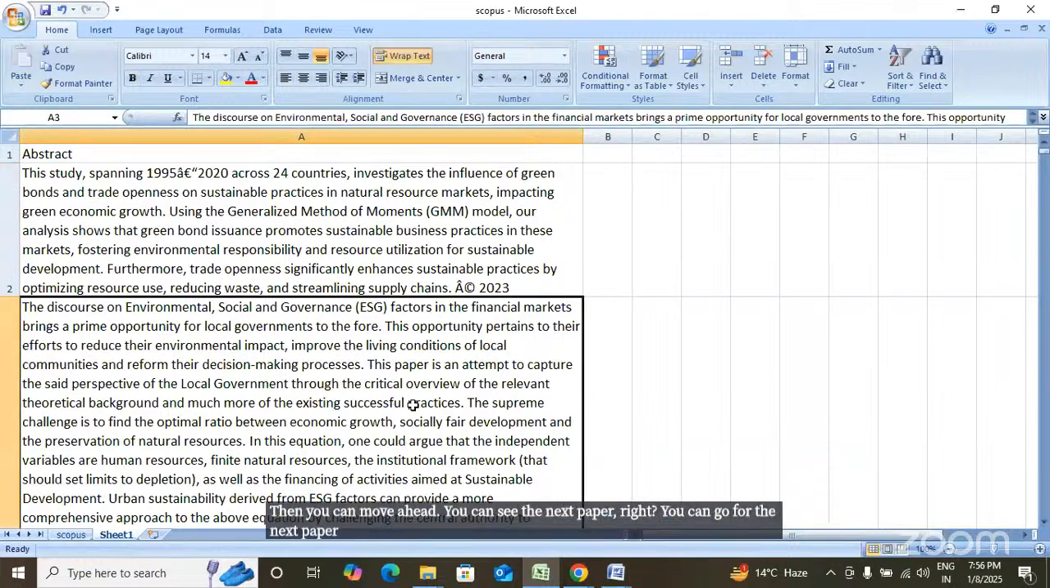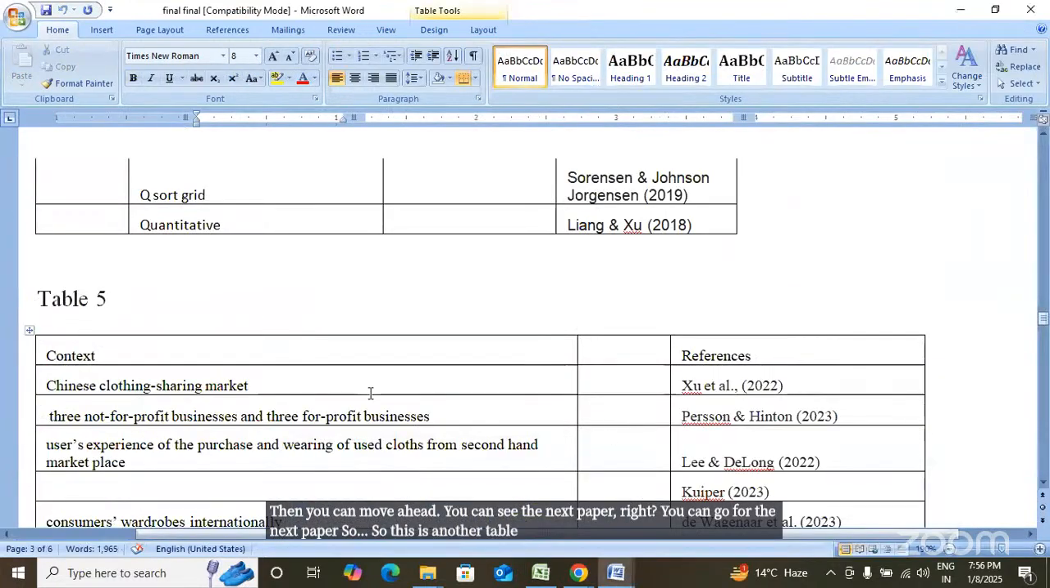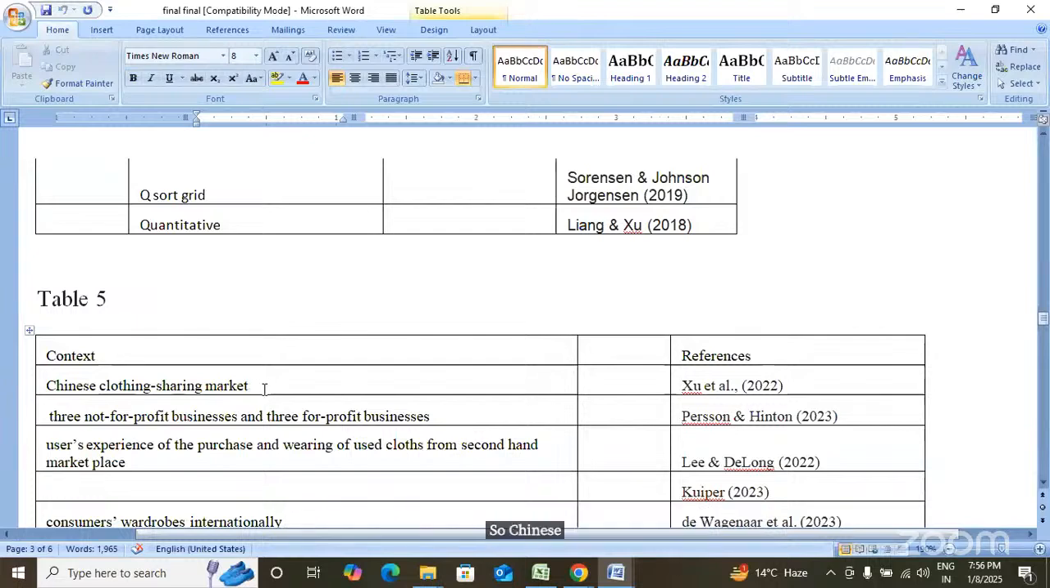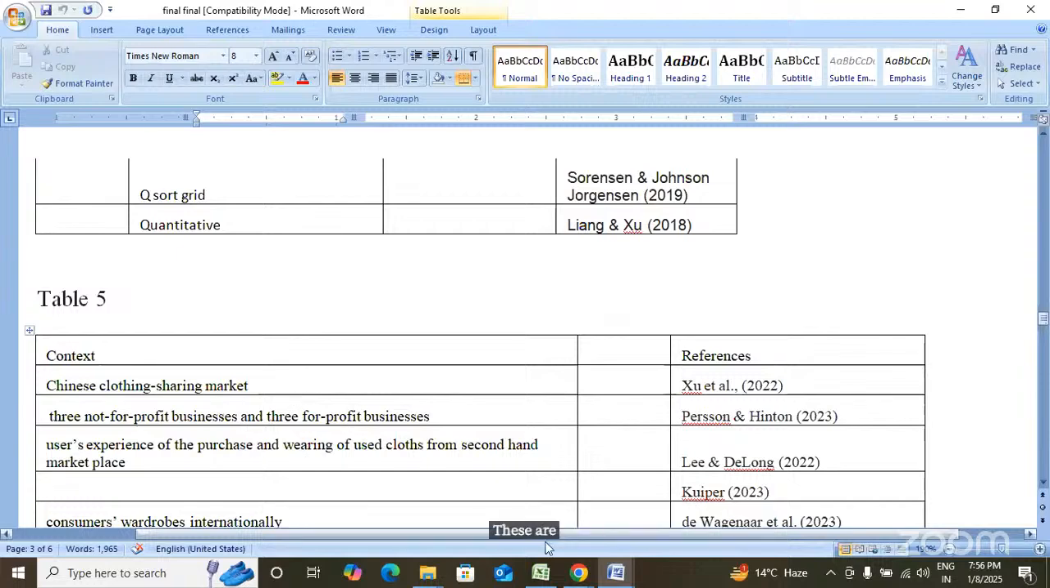So this is another table that you can make. Look at this. What we have done is, this is another table made on context. So Chinese clothing sharing market, users' experience of the purchase and wearing of used clothes from second hand marketplace. So these are the respondents of the study.